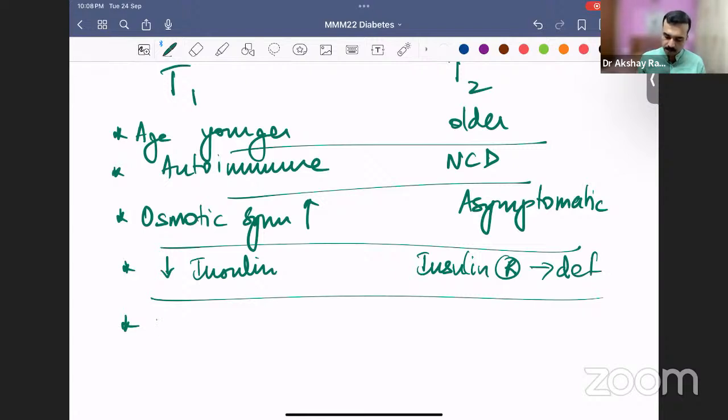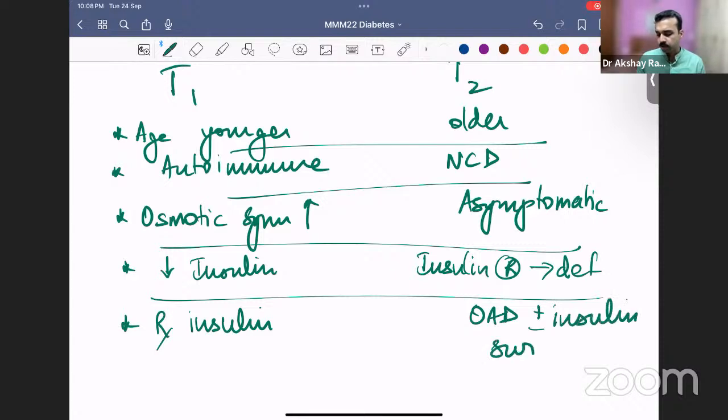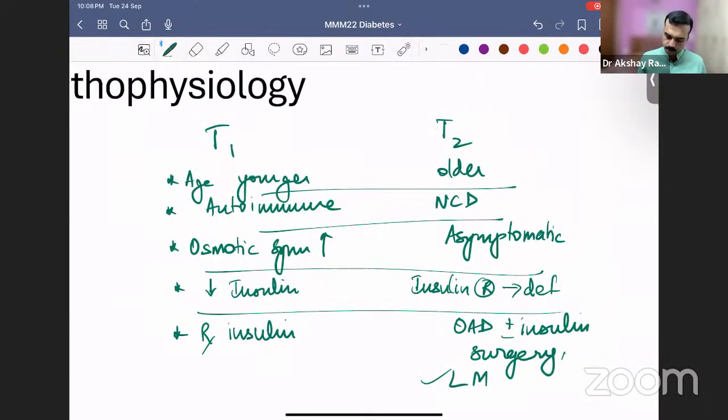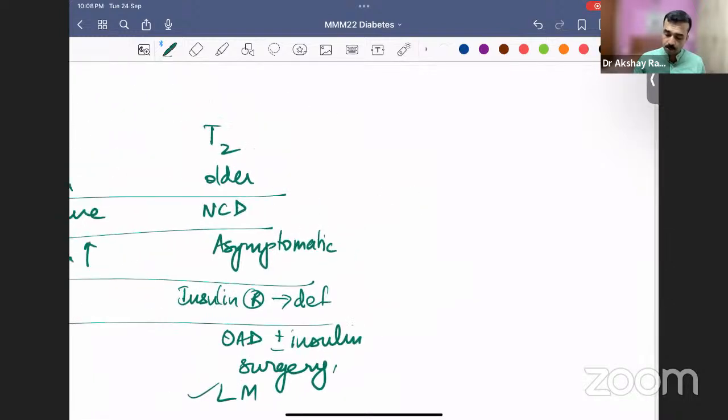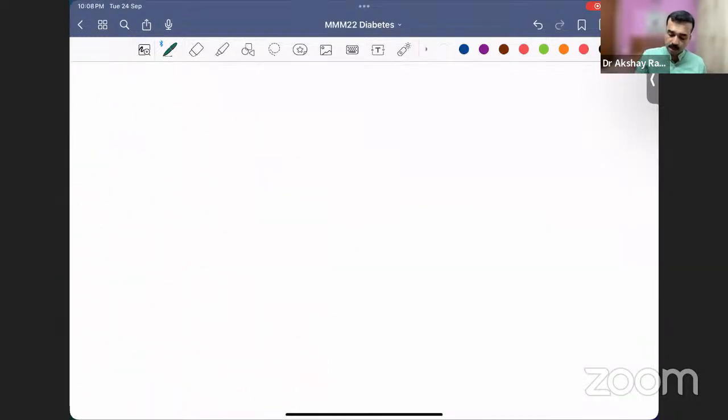Okay, treatment is mainly insulin, but some other drugs. But you can use OAD plus or minus insulin, and you can use surgery also. Plus lifestyle, of course. Lifestyle measures are top for type 2 diabetes. That has to be one of the top priorities for type 2 diabetes. Okay. Right. But together what will they do? Together they will cause high blood glucose.